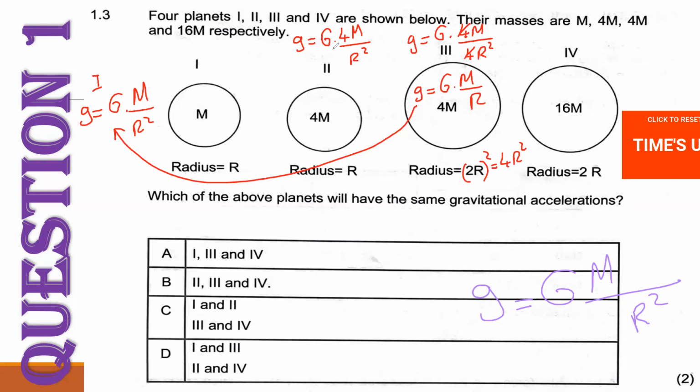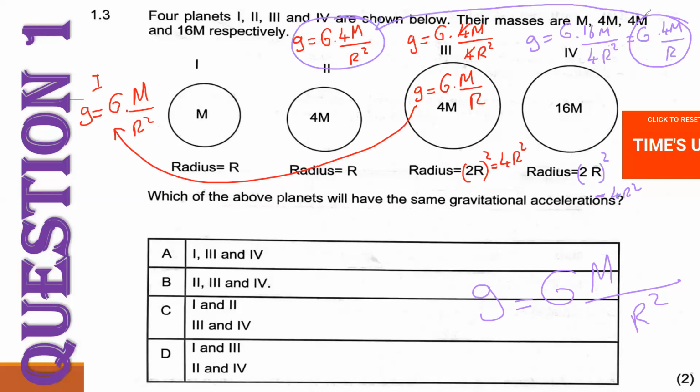Let's continue with the next one. G equals capital G times 16M over 2R squared. So 2R squared is equal to 4R squared, and 16 over 4 is equal to 4. G times 4M over R squared. This looks like number 2, exactly the same. So 2 and 4 are also equal. Let's check: 1 and 3 are equal, and 2 and 4 are equal.